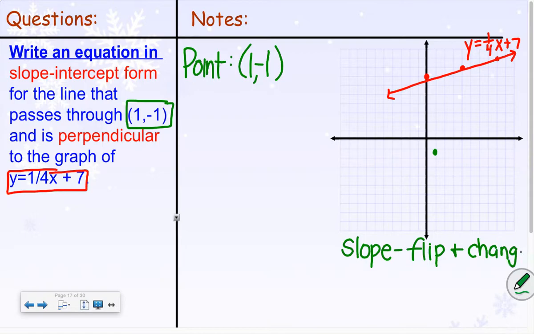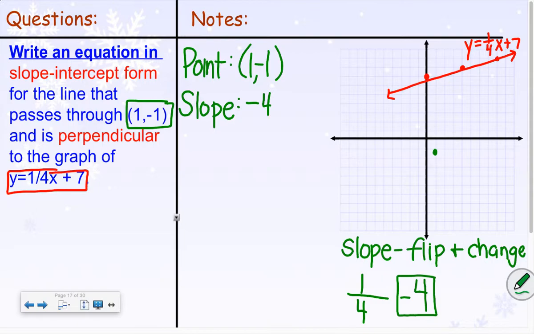So let's figure out what our new slope is going to be. Right now it's 1/4. So if I flip it, it'd be 4/1, or 4. And since my original slope is positive, my new slope has to be negative. So the slope of my new line has to be -4. So it's going to be y equals -4x plus something. Okay, so now to figure out my new equation, I know a point, I know a slope, so I can put it in point-slope form.